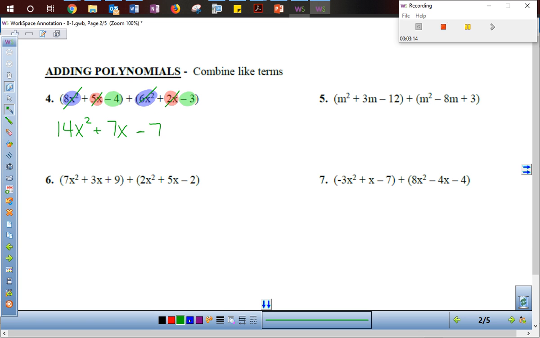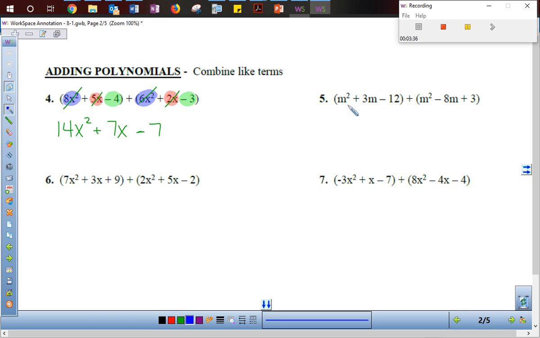Now the last thing that I need to do before I move on is double check that this is in standard form, which means that it has to be in order from highest degree to lowest degree. So this term had a degree of 2, this term had a degree of 1, this term had a degree of 0. Well, that is definitely in order, so we're good to go in standard form.